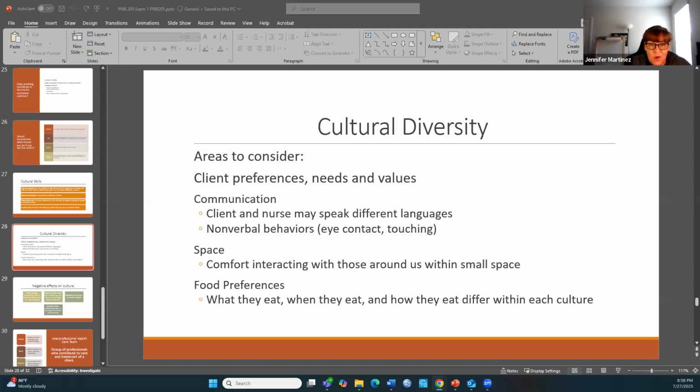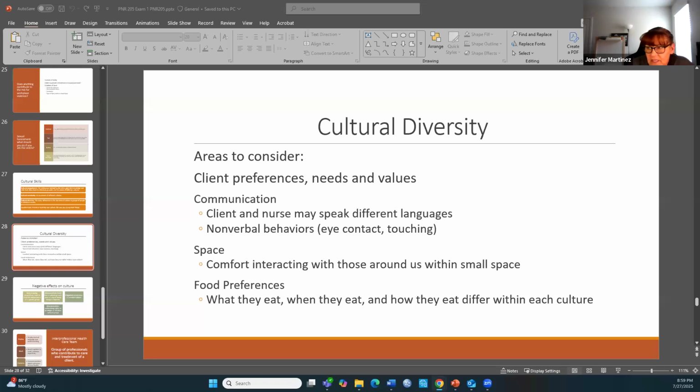That goes to space as well. Some people are comfortable with a smaller distance between them. Others prefer a wider distance. Again, you can get a basic understanding of some of the generic cultural differences just by doing research. And then you can get more specific as you interact with patients of different cultures. You can ask questions and learn about their culture from their standpoint.